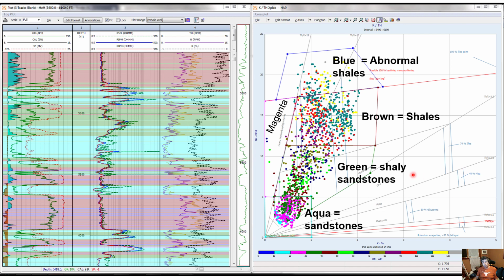Or another possibility is if we would see another cluster of points here, then that would tell us that some of the sandstones have a different thorium over potassium ratio and some have another. And because of the differences of the ratio, that would tell us that the dominant clay mineral composition would be one for a set of sandstones and another one for another set of sandstones. But in this case, it's very clear that we have a common denominator.